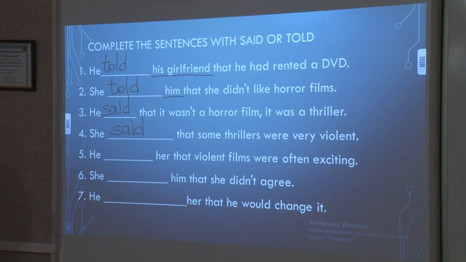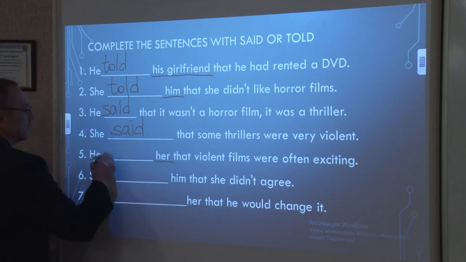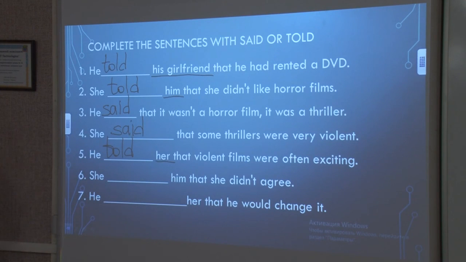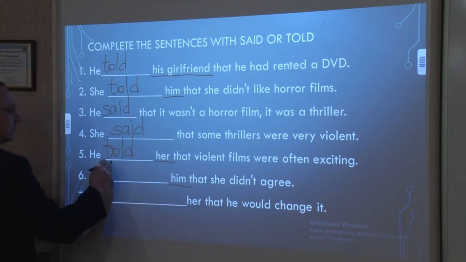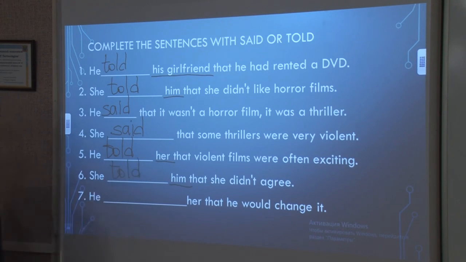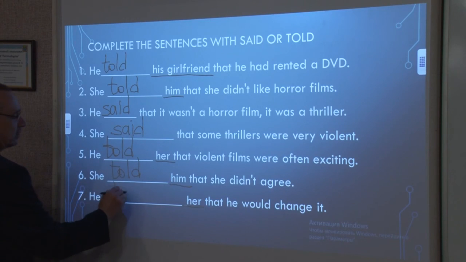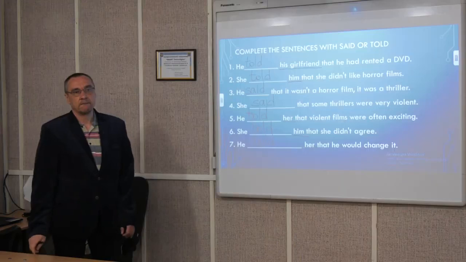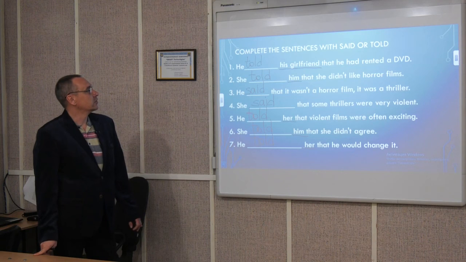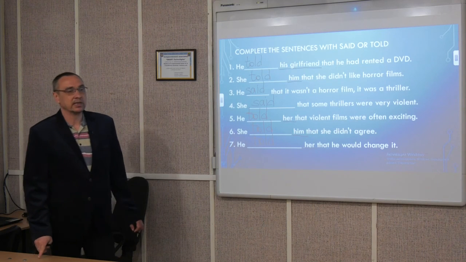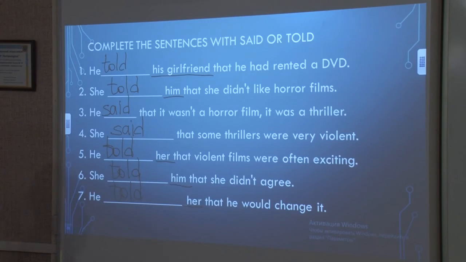He, her, that violent films were often exciting. Here we have her, so told. She, him, that she didn't agree. And the last, number 7, he, her, that he would change it. And we have somebody, to tell somebody, so again, told. So these are introductory verbs, to say and to tell. Again, to say something to somebody, and to tell somebody about something.